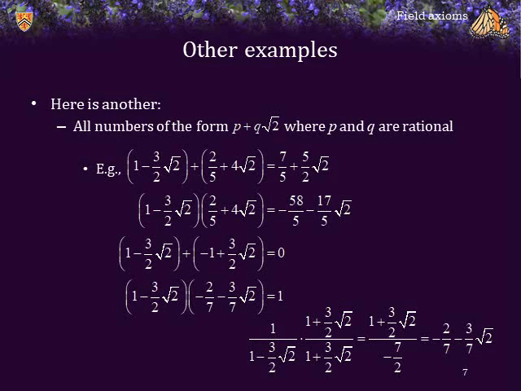Multiplying out the denominator, I get that equals negative 7 halves, and then expanding, I get that the result is negative 2 sevenths minus 3 over 7 times root 2. Now, you might ask yourself, is it ever possible that rational plus rational times root 2 times its radical conjugate is equal to 0?